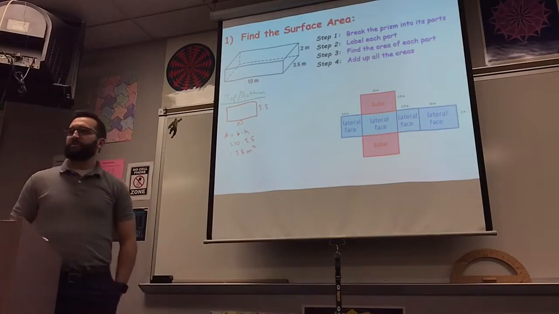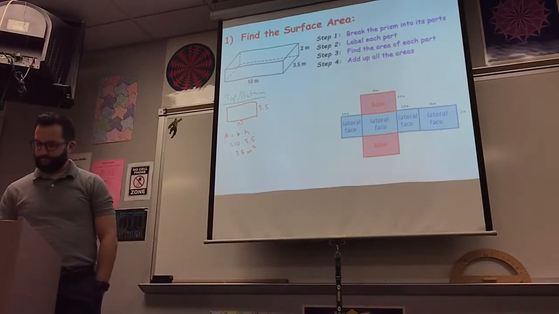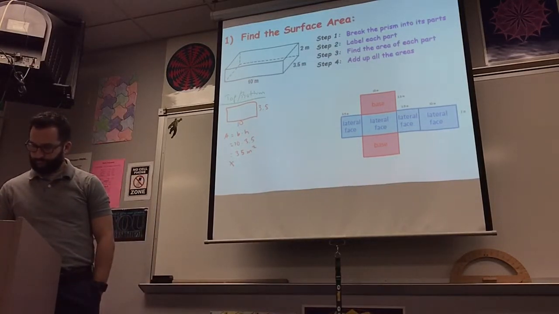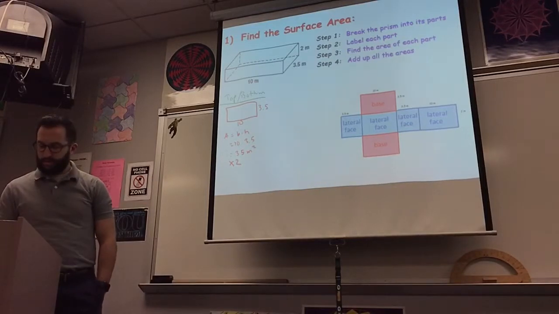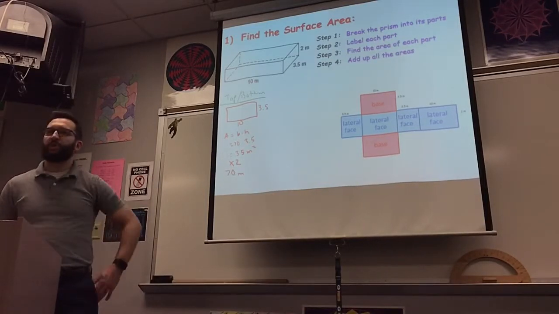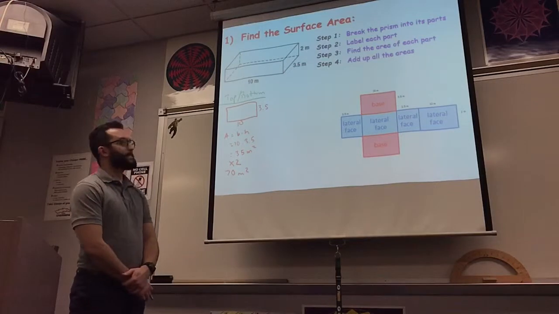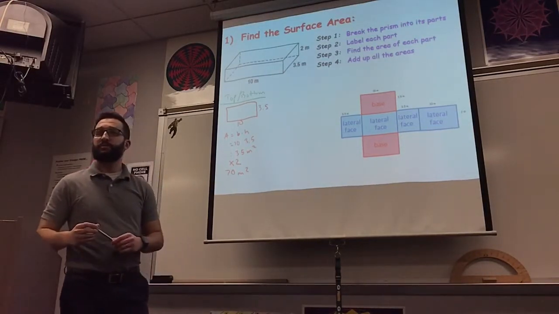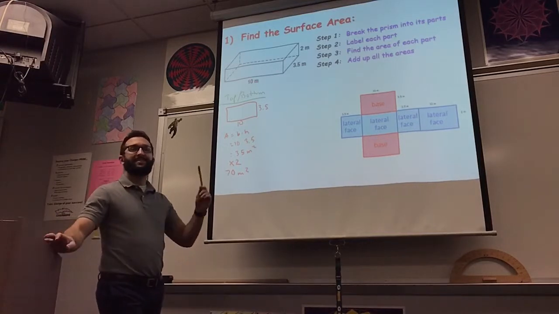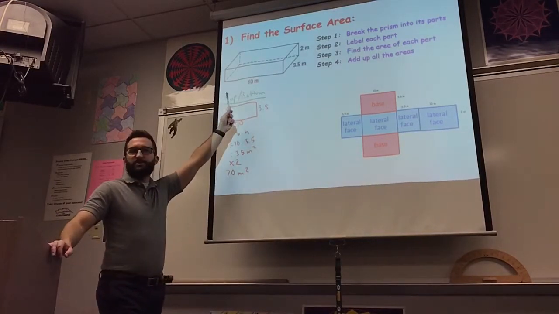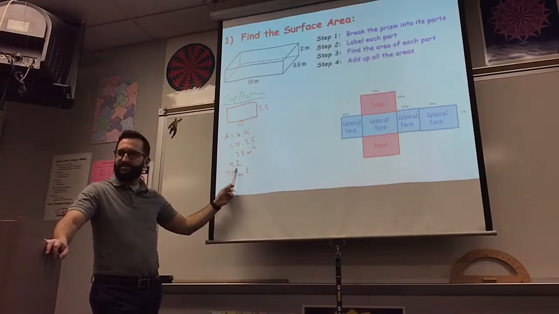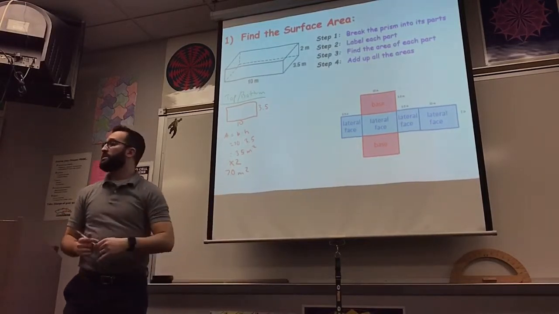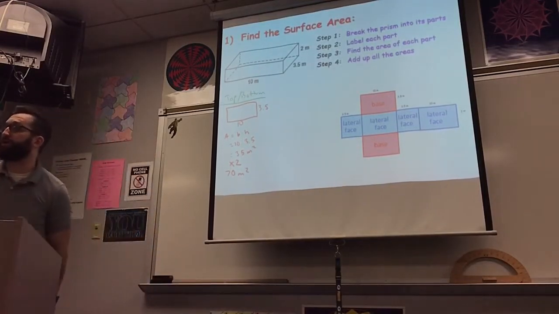But it's not 35 meters squared. It's 70 meters squared. Why? Because what did I just find the area of? The top and bottom. So shouldn't I find its area twice? Yes, I should. This is a way to make your life a little bit more efficient.